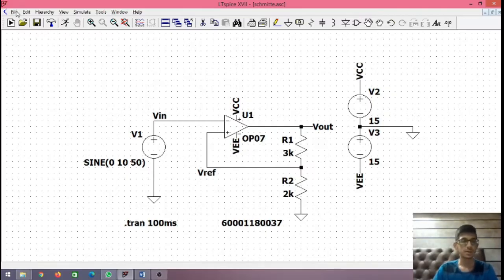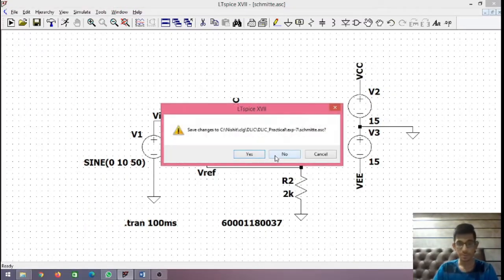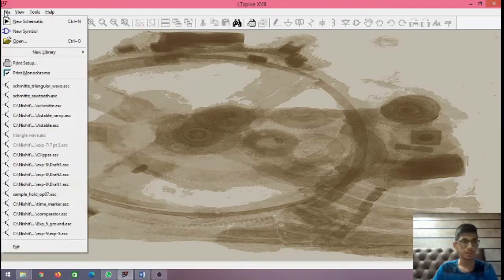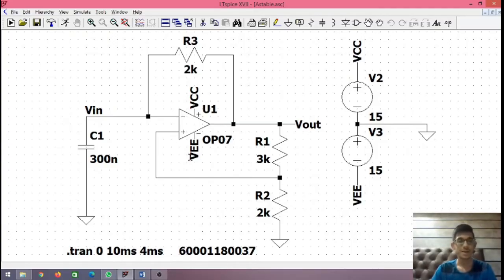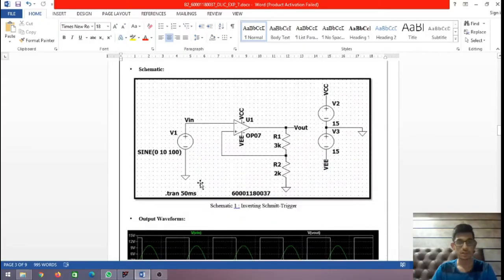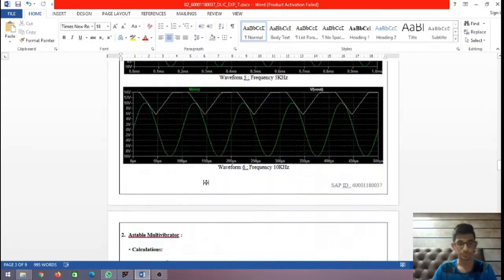So the next part is an astable multivibrator which we are going to create. I have already done the schematics for it. Here I have added an extra capacitor and a resistor. Let's see what the calculations for them are.